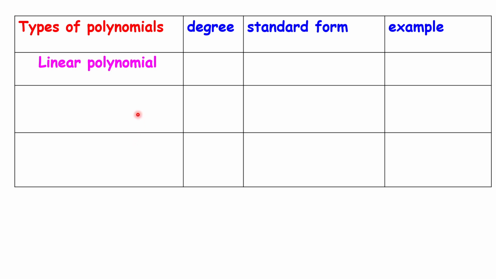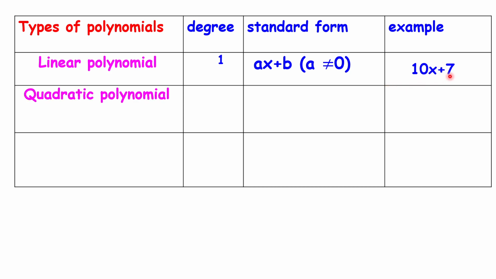Linear, the first type, is linear polynomial. When the degree of a polynomial is 1, it is called a linear polynomial. The standard form of the linear polynomial is ax plus b, where the coefficient of x is not equal to 0, that means a is not equal to 0. For example, 10x plus 7. Here the degree of the polynomial is 1. Therefore, this polynomial is a linear polynomial.